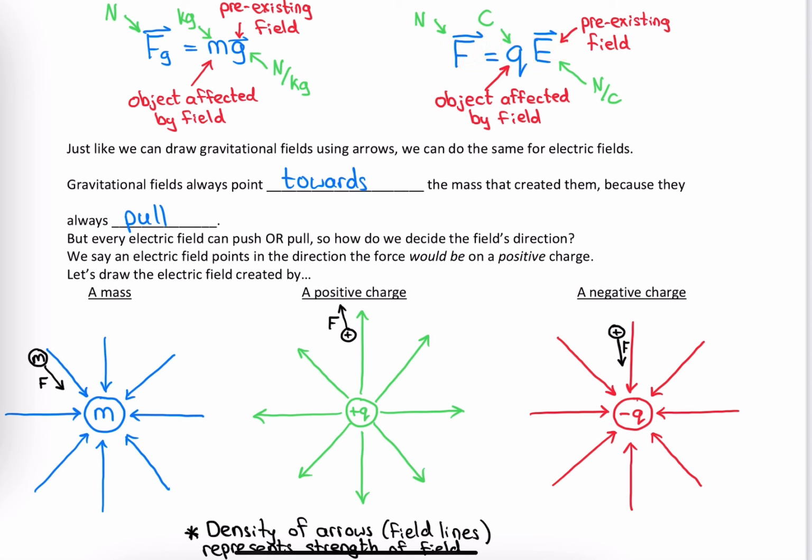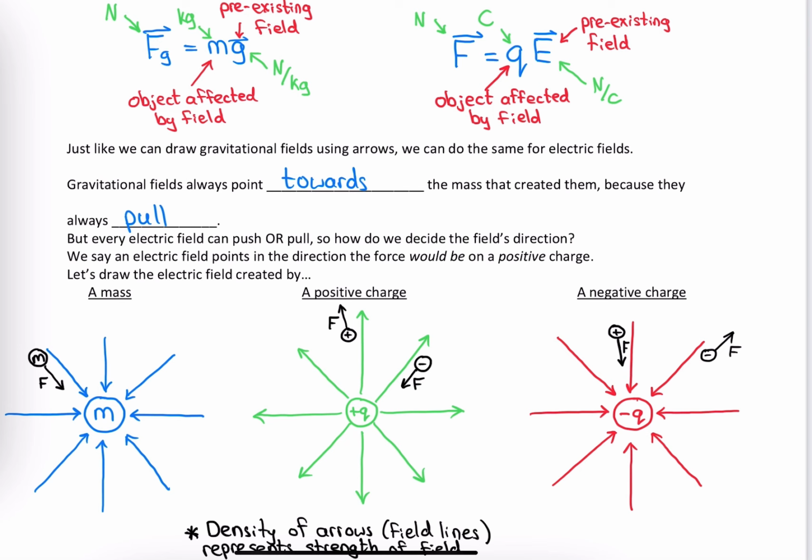So let's kind of draw that in on some of these diagrams. If I were to take a negative charge and put it over here, it's going to feel a force in the direction opposite this field. The field is going away, so the force will be towards. If I take a negative charge and put it over here, again, it's going to feel a force in a direction opposite the field. The field is going towards, so this guy's going to feel a force going away.